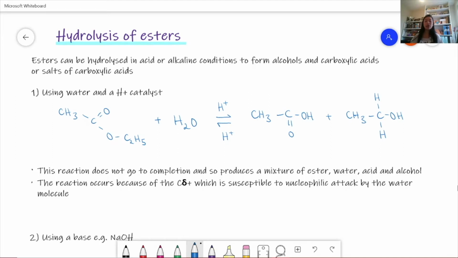And the reaction occurs because of the partially positive charge on the carbon, which is susceptible to nucleophilic attack by the water molecule. There's a very large electronegativity difference between oxygen and carbon, so this carbon gets a partially positive charge. And this water, if you can remember, acts as a nucleophile. So we have water that looks like this, and we have 2 lone pairs of electrons on the oxygen. And so one of these pairs can form a covalent bond with this carbon. And so this is how we can form carboxylic acid and the alcohol.